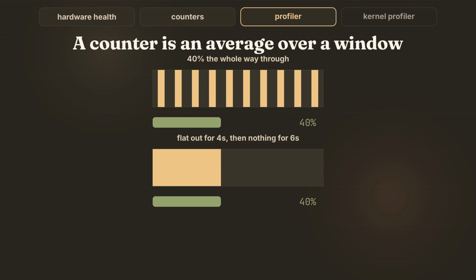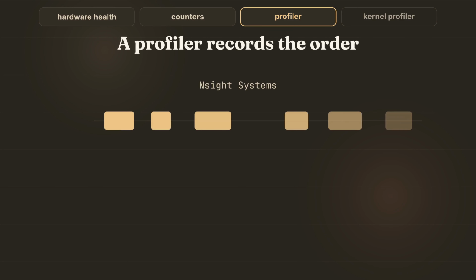Same average, but a completely different machine underneath it. And you can't tell which one you've got without knowing the order things happened in. So that's a profiler. On NVIDIA hardware, it's Nsight Systems, and it will record your jobs along a time axis so we can finally see the empty spaces in between them.